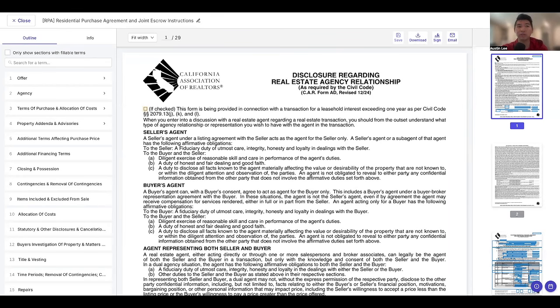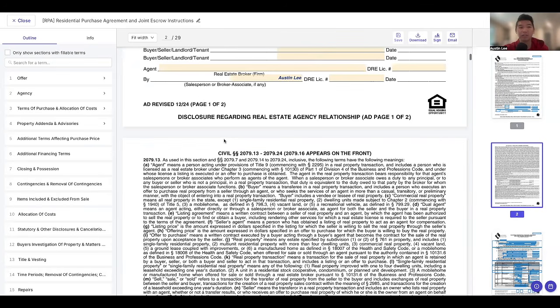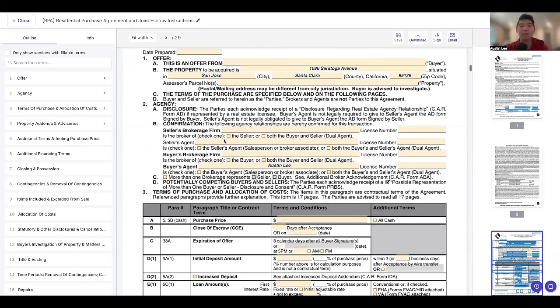Okay, so this is the Residential Purchase Agreement. So you can see this is what you have to fill out whenever you want to write an offer on a house. So we're here using the CAR form. You can see the California Association of Realtors. So these are the most standard forms that you're going to need to fill out before you write an offer on a property. You can see it's about 29 pages and it's pretty dense, right? It's a lot of text, so it's definitely kind of intimidating.